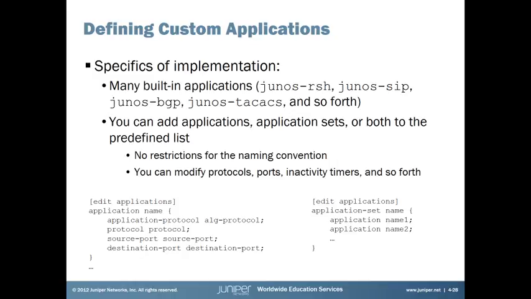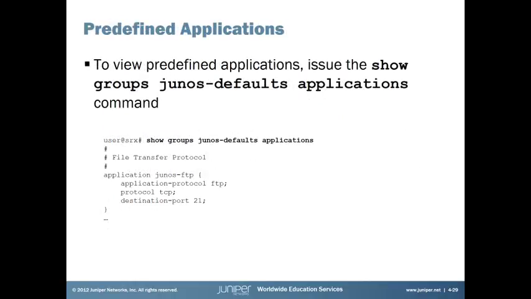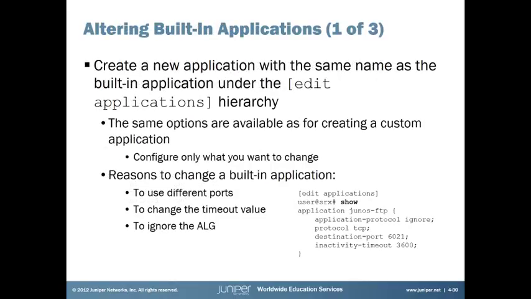All right. So we can go ahead and create custom applications if we need to. Usually you won't, but you may need to, and it's not that difficult to do. We can look at the predefined ones by doing show groups junos-defaults applications, and we'll get a great long list of applications that are already in the system. This is an example of the first one here, which is FTP. There it is, using protocol TCP coming in on port 21. It's a great long list of them.